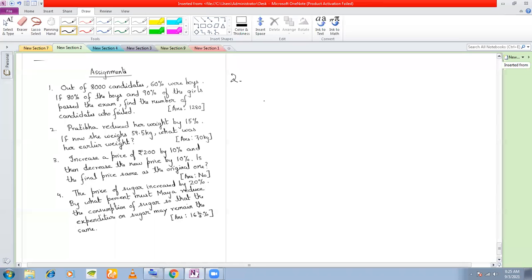Pratibha reduced her weight by 15%. If she now weighs, that means the present weight is 59.5 kg. What was her earlier weight? So I say let her earlier weight be X. So she weighed X kgs earlier, right? Now she reduced her weight by 15%. So therefore, what is the new weight? If you remember how to reduce and increase a percentage, it is 1 minus 15 by 100 into X.